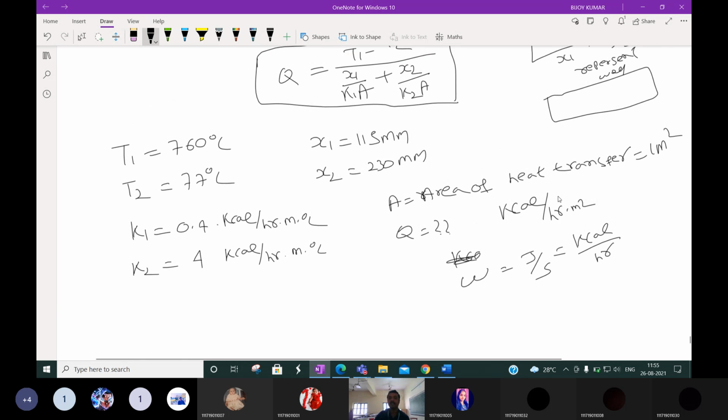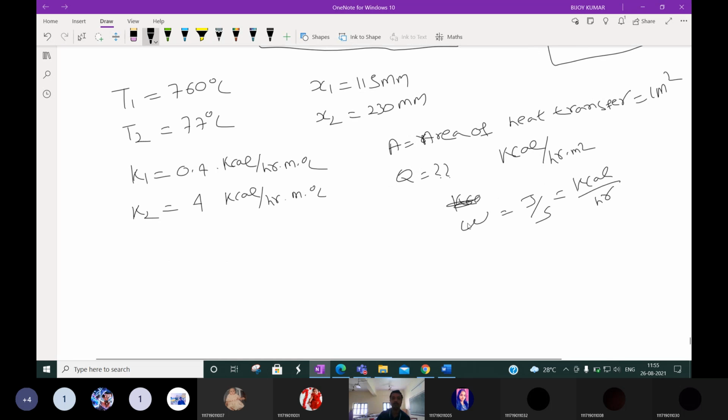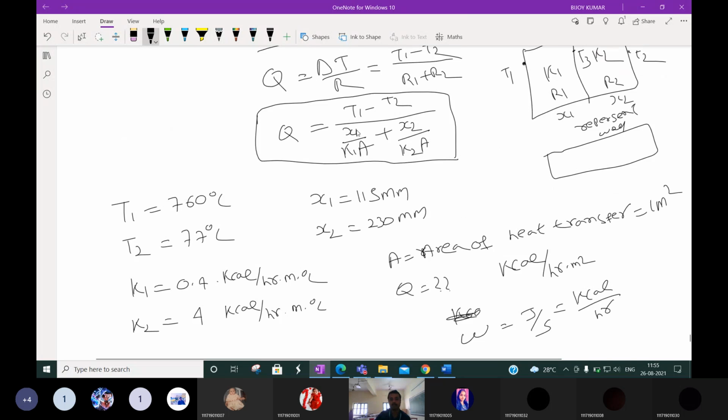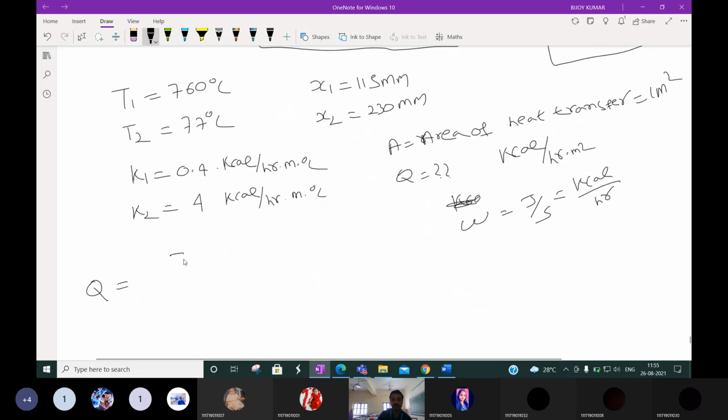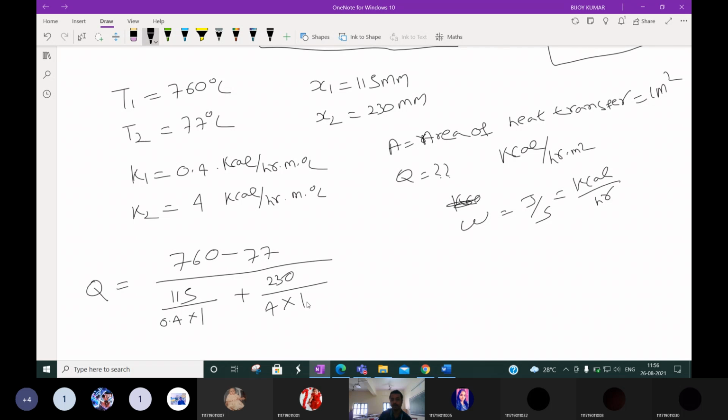Okay. So next, you can calculate the Q value. Let me calculate it. Q will be T1 minus T2, like this formula. So it will be the surface temperature difference, 760 minus 77, by X1, 115, by K1, which is 0.4, into 1, plus 230 by K2, X2 by K2 into A, 1 meter square. Okay, is it correct?